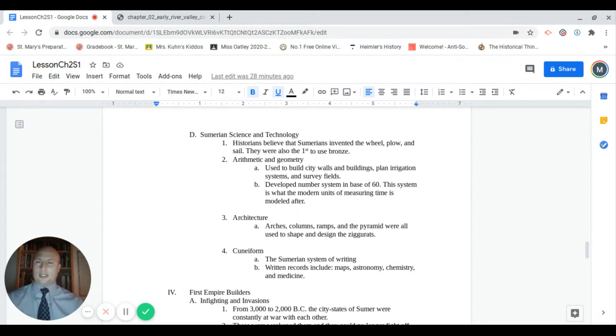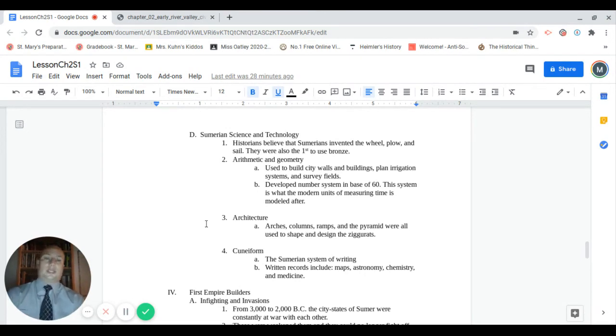If you're ever driving and you see these guys with tripods and orange vests and they're looking through what looks like a telescope, they're basically surveying fields to look at the scope and the layout and the undulations of the land. Another interesting factor is that the Sumerians developed the numbering system with the base of 60. This system is what we use as the modern units in measuring time today. So their base was 60, okay?